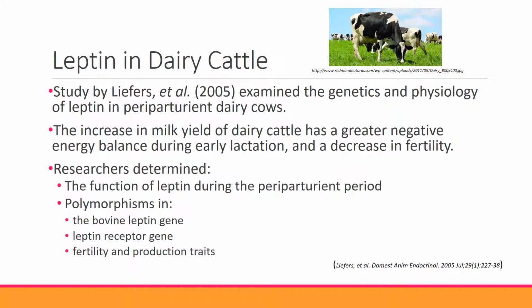Leptin in dairy cattle was examined in this particular study by Liefers et al. in 2005, and researchers examined the genetics and physiology of leptin in periparturient dairy cows. With dairy cattle, the increase in milk yield comes with a greater negative energy balance during early lactation and a decrease in fertility. Researchers determined the function of leptin during this periparturient period, looking at polymorphisms in the bovine leptin gene, the leptin receptor gene, and fertility and production traits.